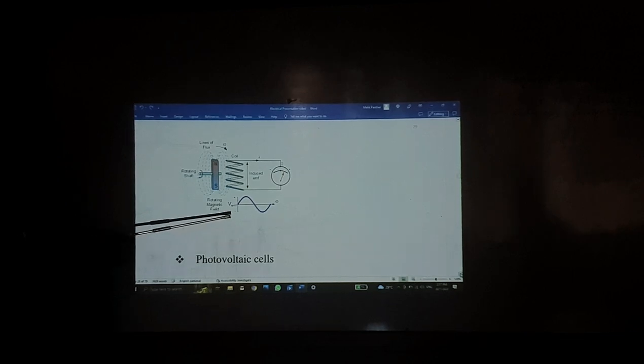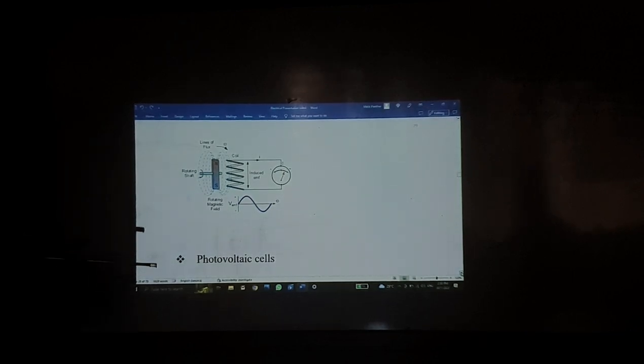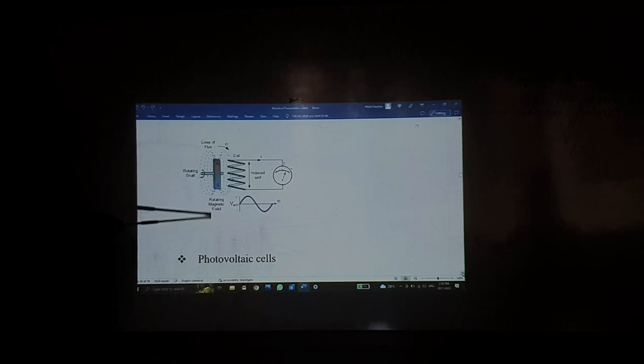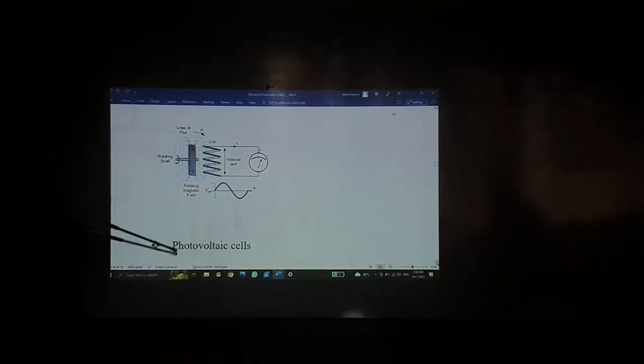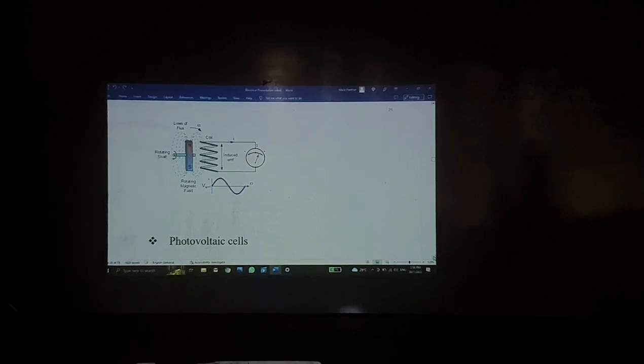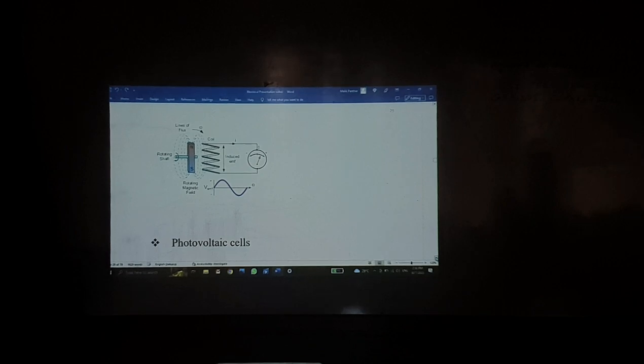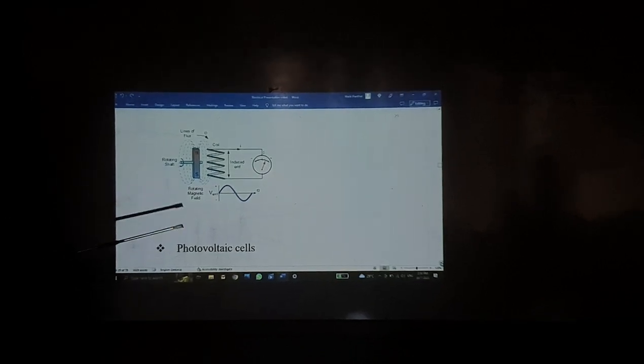Alright? Good. So, how does magnetic induction really work in our case? We have a magnet. We turn it within a coil winding. When we turn it within a coil winding, electricity is produced. So our alternator produces electricity by magnetic induction. Alright, the other one now.